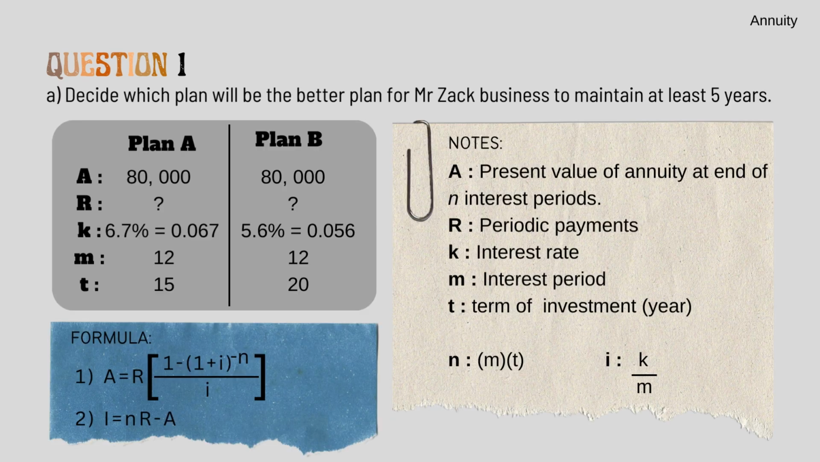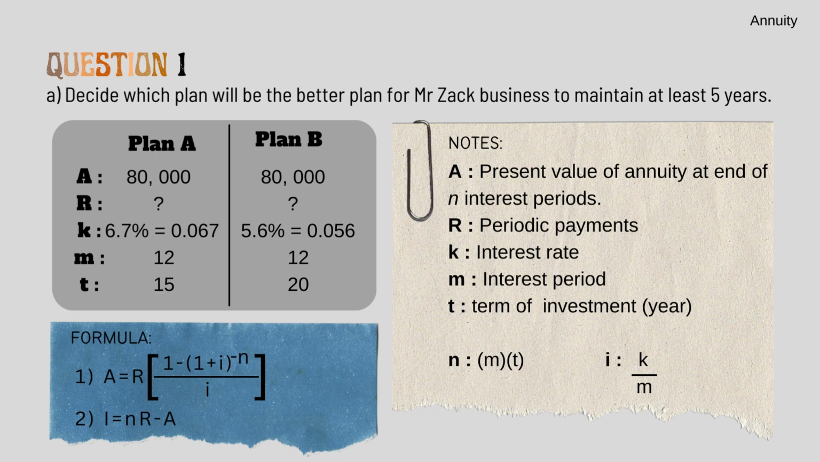So, we need to decide which plan will be the better plan for Mr. Zack's business to maintain at least 5 years. First, we need to extract all the information given and use the correct formula. There are two formulas. First, A equals R bracket 1 minus bracket 1 plus i negative power of n divided by i, and the second is I equals n multiply R minus A.